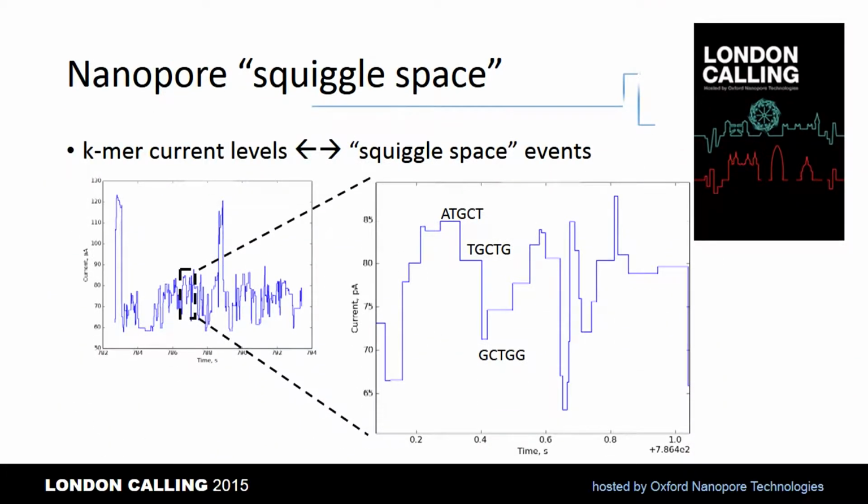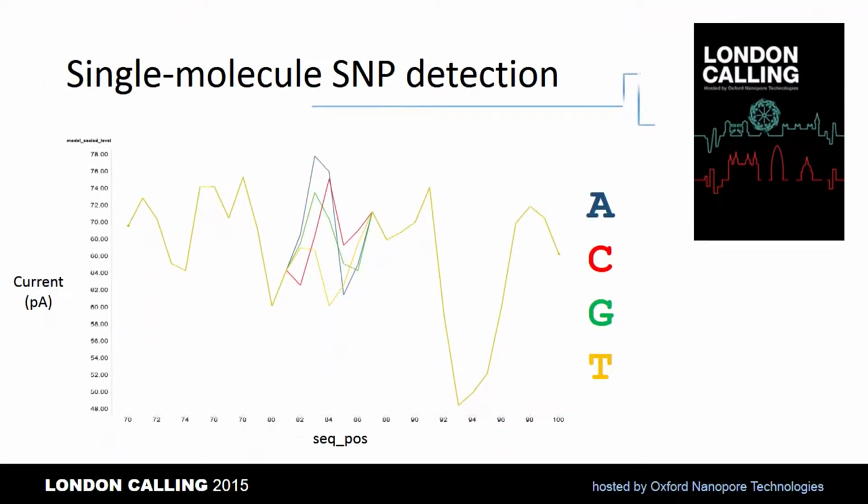The change in current is caused by bases being passed through a constriction in the pore. Due to the finite size of the bases and the pore constriction, the current level of each squiggle space event does not correspond to a single base, but rather a set of bases. This set of bases is called a k-mer. Because the DNA translocates one base at a time, a SNP will be detected as present in several consecutive k-mers. This is why the squiggle is affected over several consecutive sequence positions.